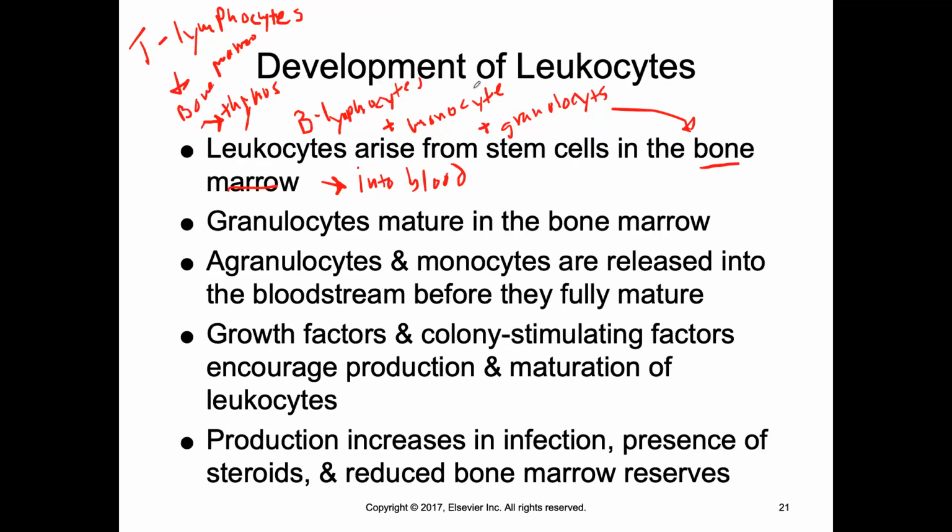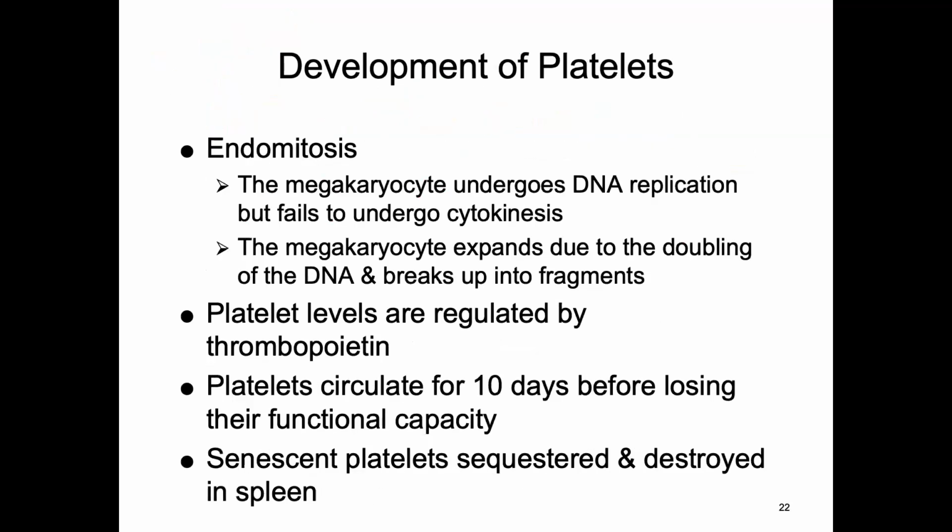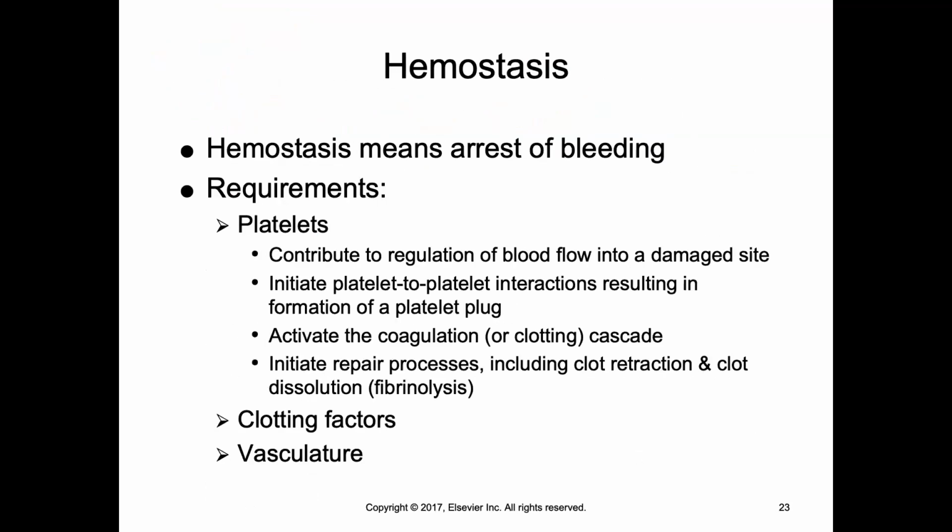Development of platelets comes from megakaryocytes, right? The megakaryocyte undergoes mitosis, but not cytokinesis. So it gets a huge nucleus and it has these cytoplasmic extensions that extend into sinuses in the red marrow. And then those fragments that break off become platelets. Platelet levels are regulated by thrombopoietin. They circulate for about 10 days before losing functional capacity. Senescent platelets are sequestered and destroyed in the spleen. So there's our spleen again, right?